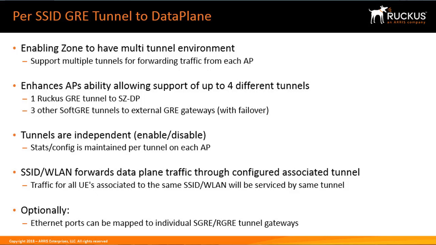And the stats and config are maintained per tunnel on each one of the APs that you can go into. We will not go into the details of exactly how to pull that, but do know those stats are viewable on the AP CLI. So the concept here is that I can configure an SSID, allowing it to forward its data traffic down a specific tunnel that I have configured for it. Optionally, you can also use the physical Ethernet port and map it to an individual SGRE or Ruckus GRE tunnel as well. And we'll show you how to do that later in this demo.